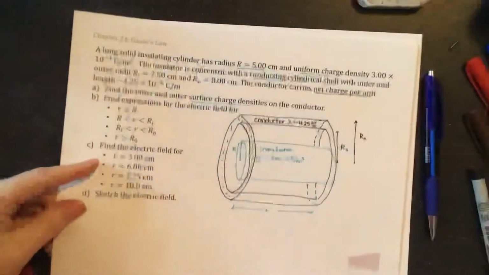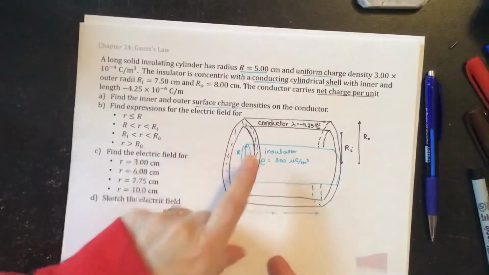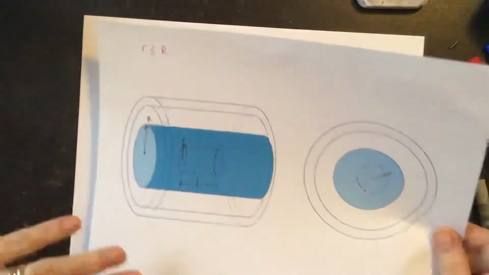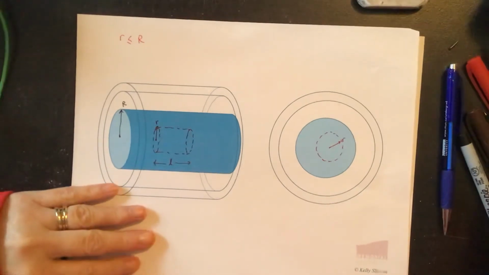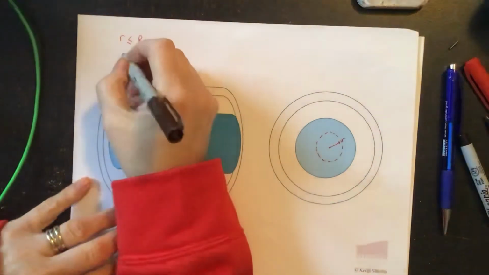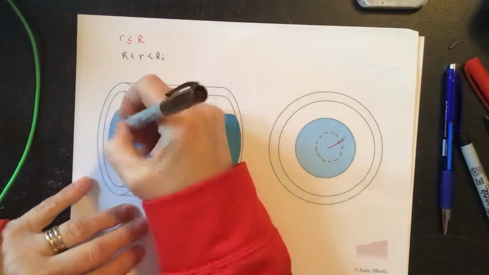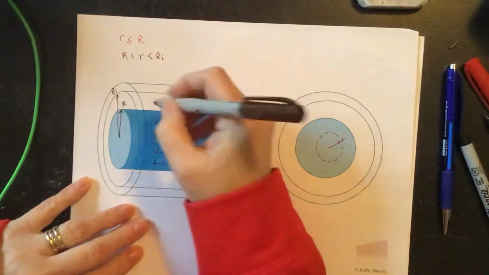Let's look at the next place we wanted to find our electric field. The next place was for r in between the cylinder and the conductor, so somewhere here in this white space. Okay, let's draw another Gaussian surface. I'm going to pick a different color. I'll take brown for this one. So R less than r less than r of the inner surface of the conductor, which is here.